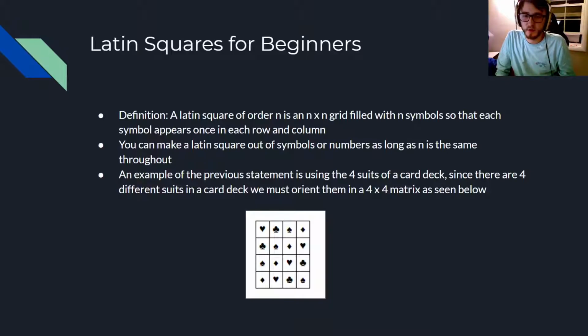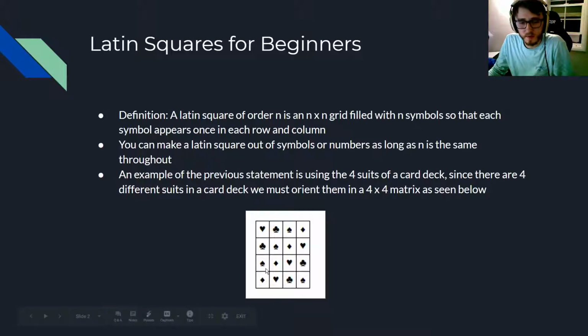An example of the previous statement is using the 4 suits of a card deck. Since there are 4 different suits in the card deck, we must orient them in a 4x4 matrix where each suit is unique to its row and column. If you look at the picture right here, we have a heart, club, spade, and diamond. Just to check, there's not another heart that appears in this column, and there's not another heart that appears in this row. So it gives us a valid example of an order 4 Latin square.